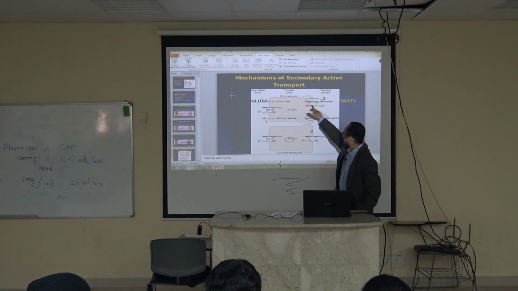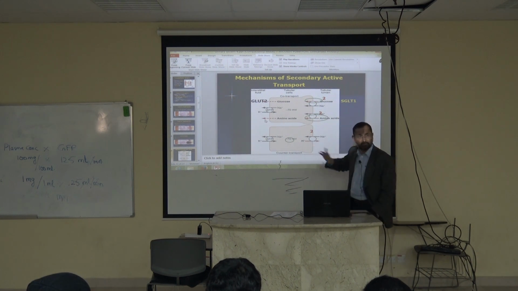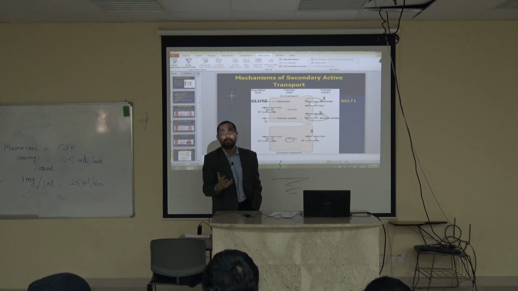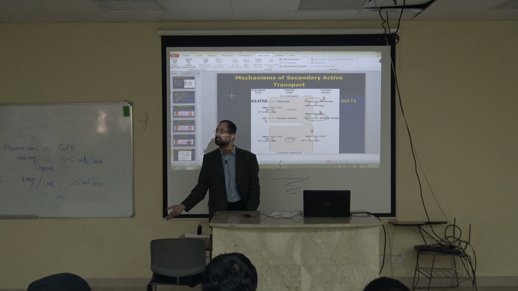This side, I'm saying. Is ATP written here? No, it's not. No ATP. That's why it's secondary, isn't it? No direct ATP is involved. But still it's a secondary active transport. It needs energy. Where is energy coming from?